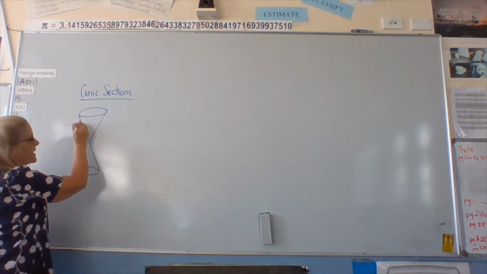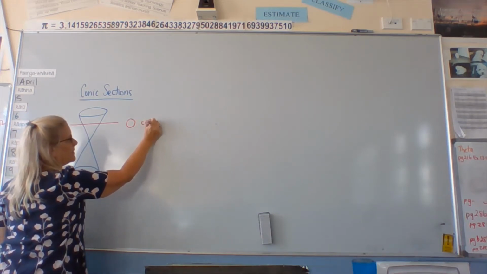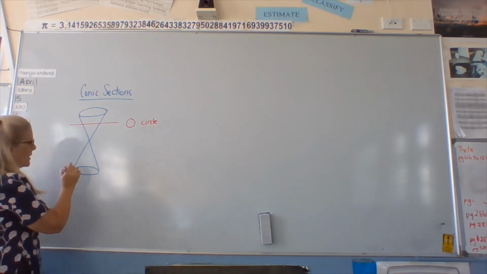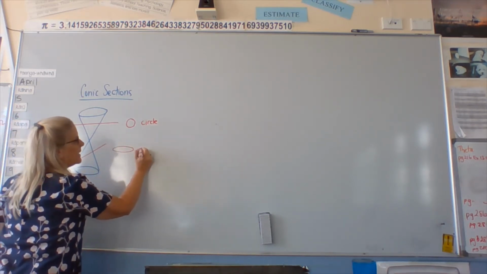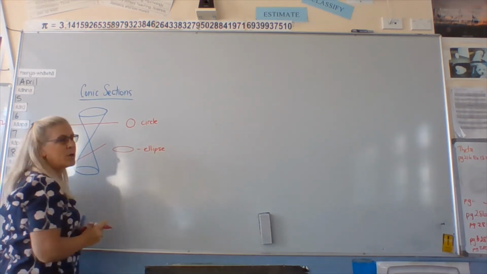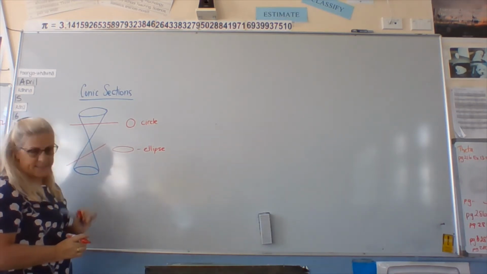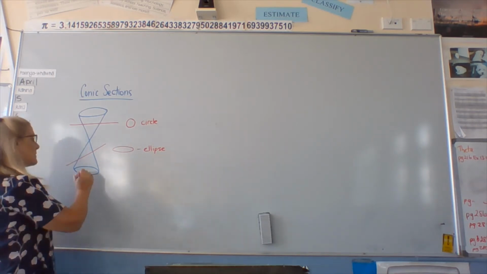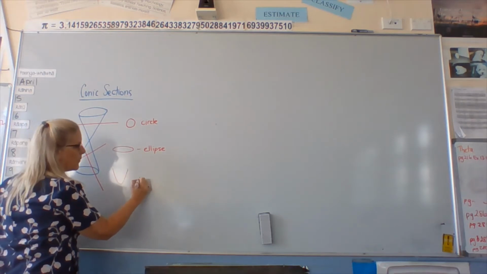The first one, if we cut straight across here, we'll get a circle. All right? If we cut on an angle like this, we'll get an ellipse, not an oblong. All right? This is an ellipse. There's no such thing in mathematics as an oblong. This is an ellipse. If we cut like this, we will get a parabola.